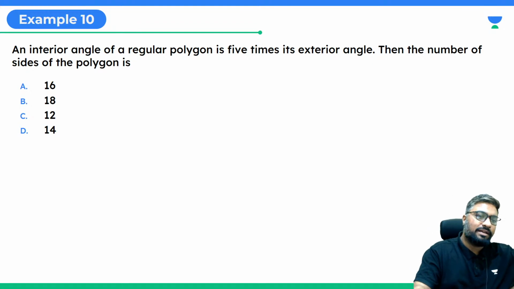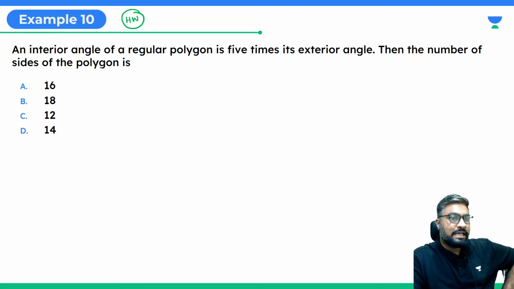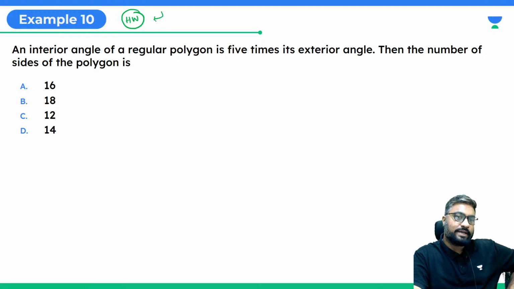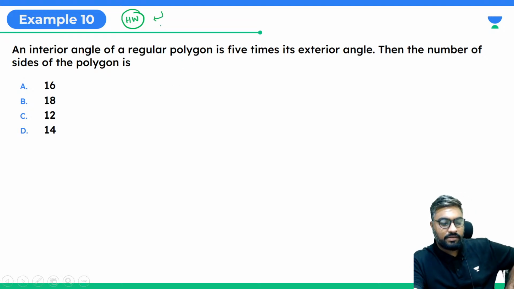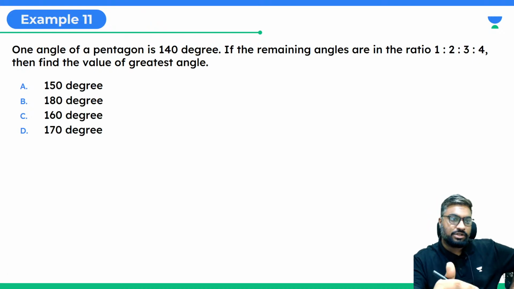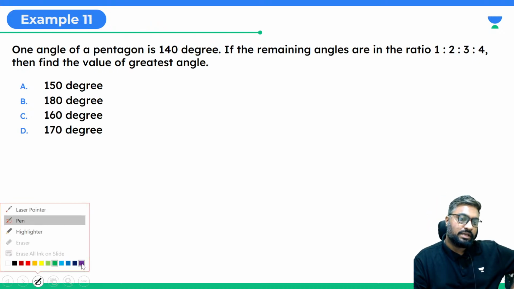Okay, this is similar. ये homework है, screenshot ले लो. अभी देखा था exterior angle interior angle वाला question. Interior angle is 5 times its exterior angle, number of sides. ये homework ले लो, screenshot. We'll go to the next question type. Done? Try this out now. ये वाला try करिए.